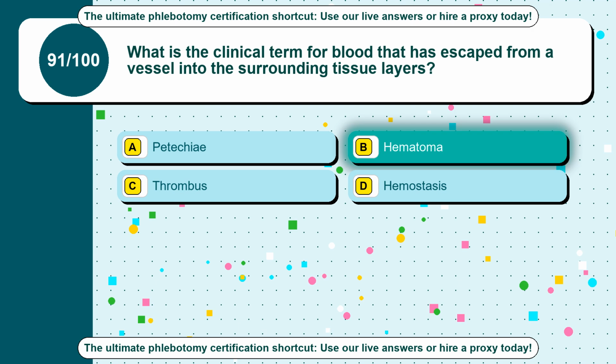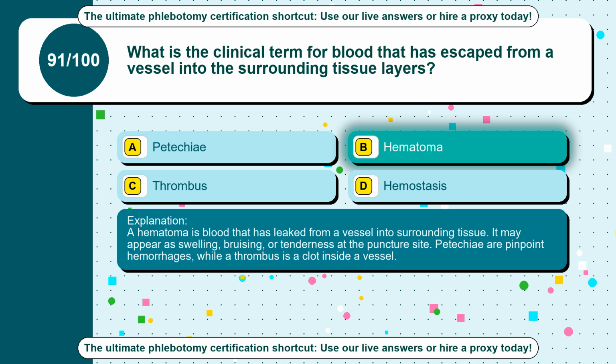The correct answer is option B, hematoma. A hematoma is blood that has leaked from a vessel into surrounding tissue. It may appear as swelling, bruising, or tenderness at the puncture site. Petechiae are pinpoint hemorrhages, while a thrombus is a clot inside a vessel.